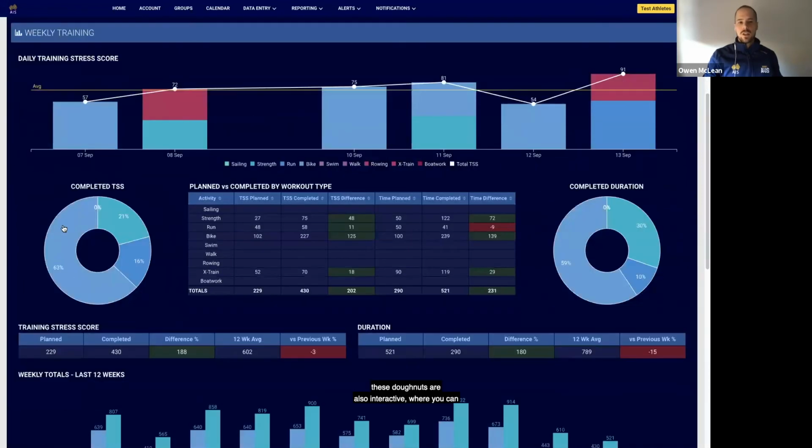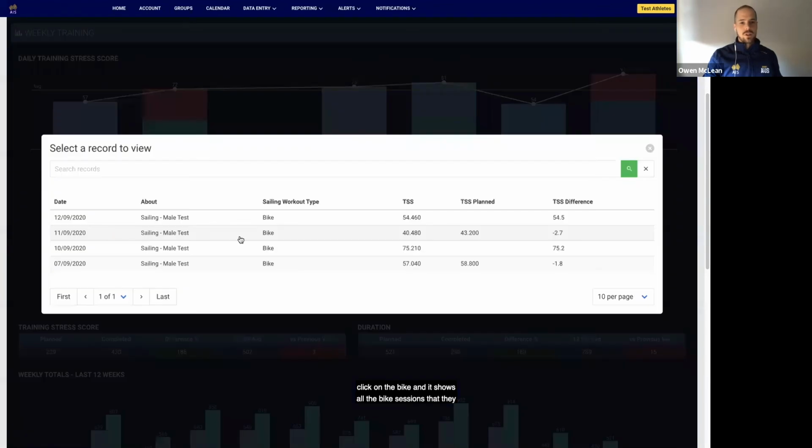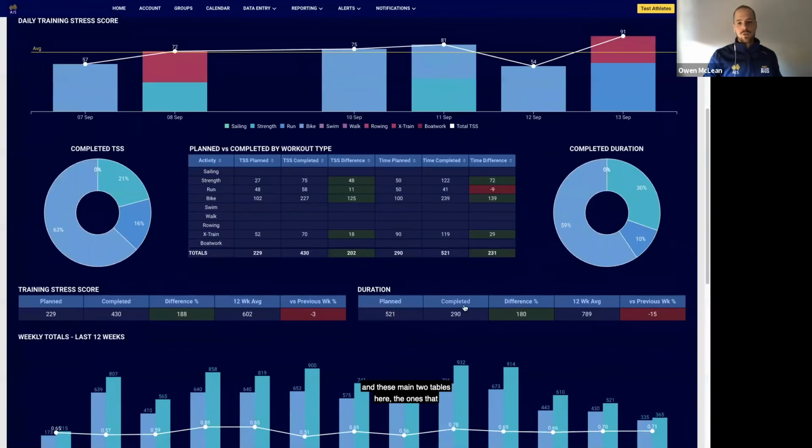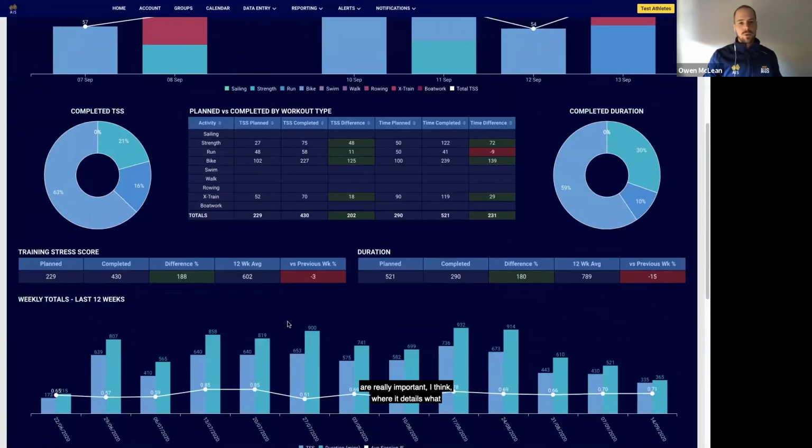And these donuts are also interactive, where you can click on the bike and it shows all their bike sessions that they completed that make up that 63% that's written there. And these main two tables here are the ones that are really important, I think, where it details what was planned, what was completed, the difference, and then the 12-week average, which is highlighted in the graph below, and then the week-to-week difference that Jeff mentioned before.